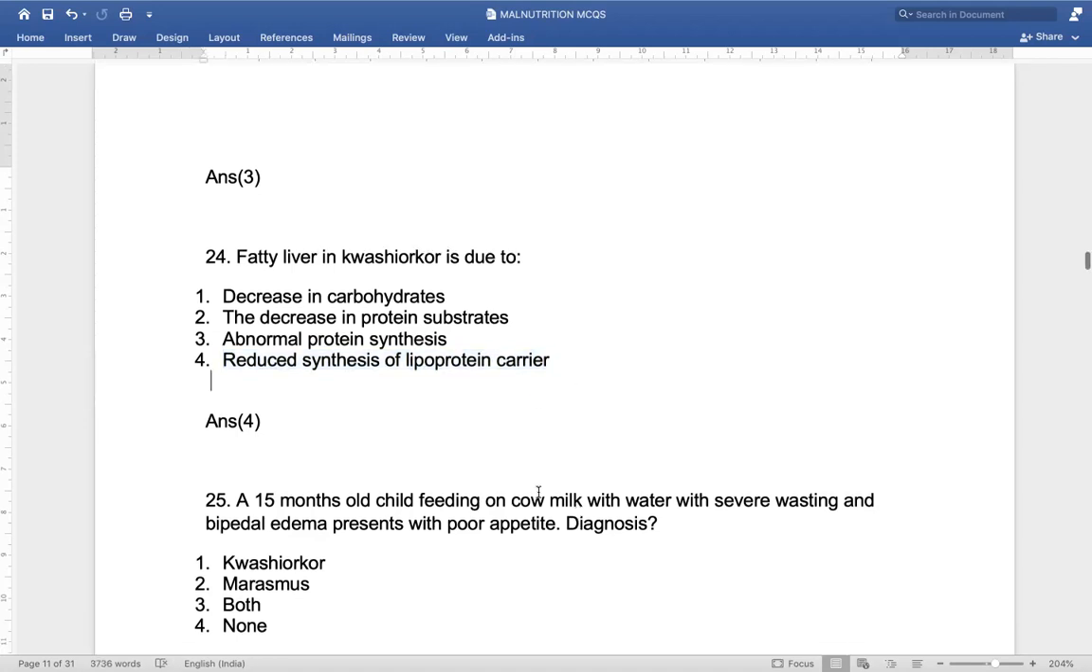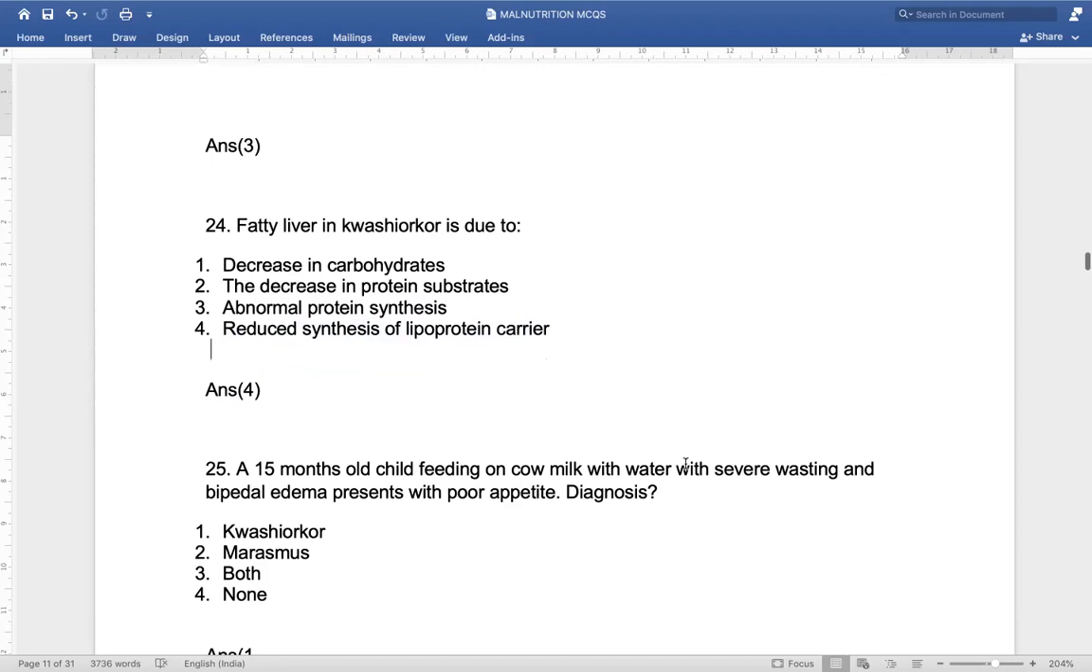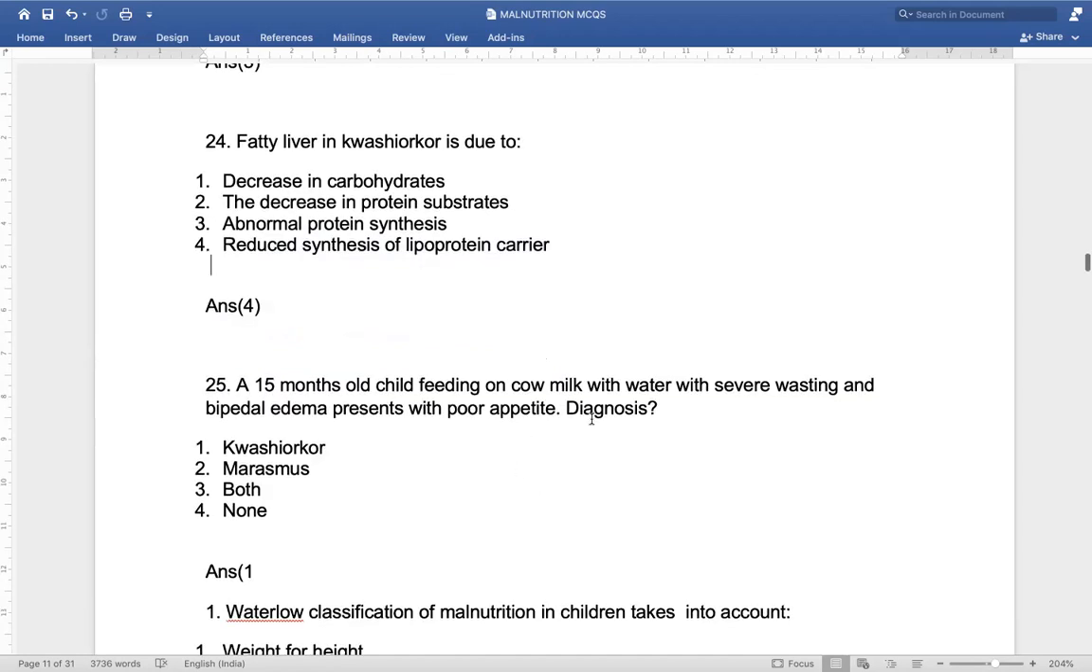So next question is, a 15-month-old child feeding on cow's milk with water with severe wasting and bilateral pedal edema presents with poor appetite. So basically they are describing a clinical condition of severe acute malnutrition. So either it is a kwashiorkor or marasmus. Again, the table will help you. So once you come with edema, it's almost sure that you are dealing with a kwashiorkor. And also other things will support like poor appetite and severe wasting. So basically the answer is kwashiorkor.